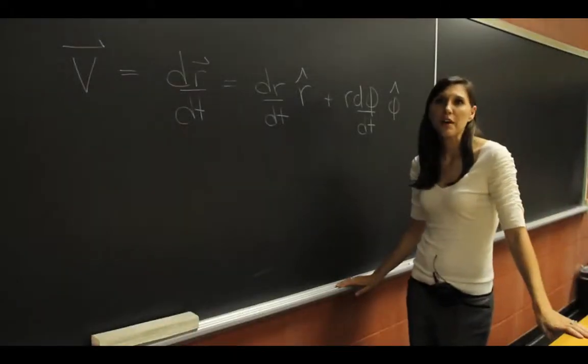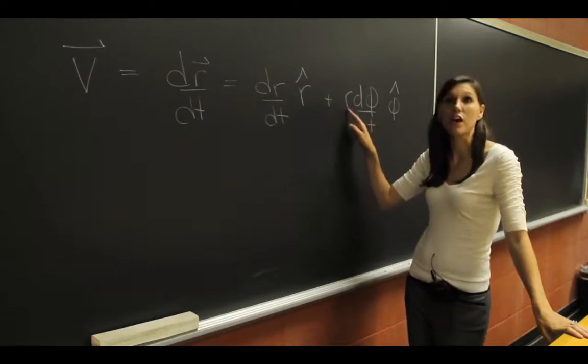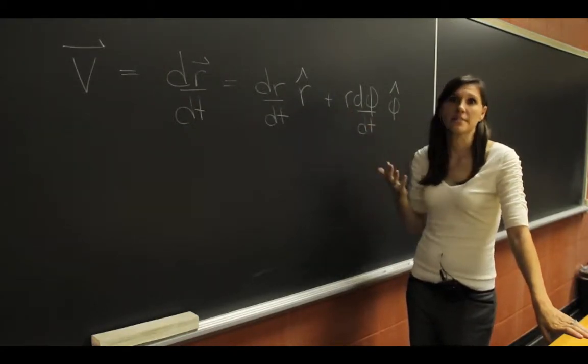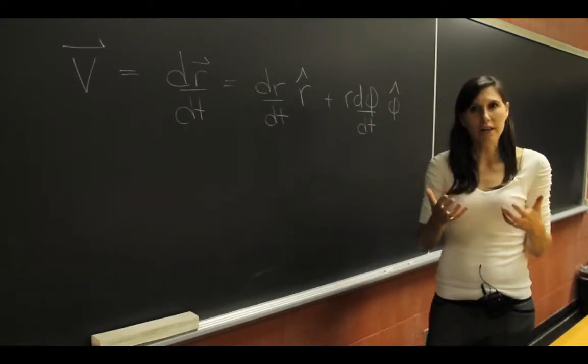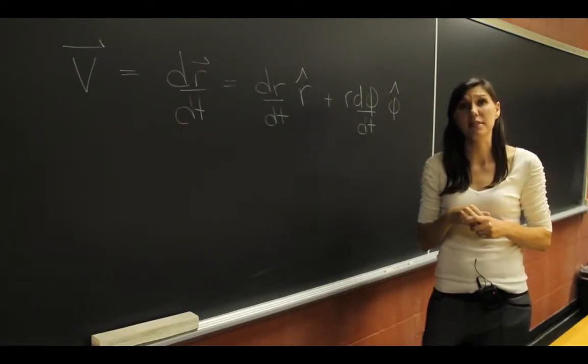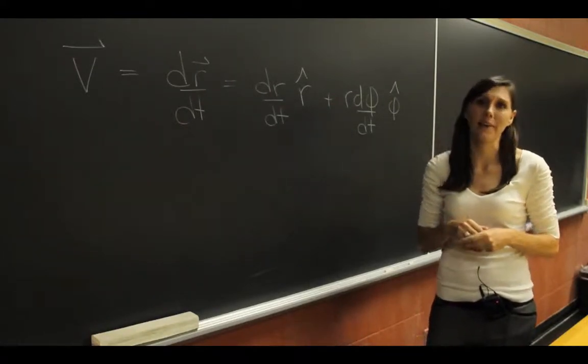In the introduction, you might have been dubious of this extra r in the phi hat term. But now we can see from the calculation that this extra r arises because the r hat vector is dependent on phi. Let's look at it another way.